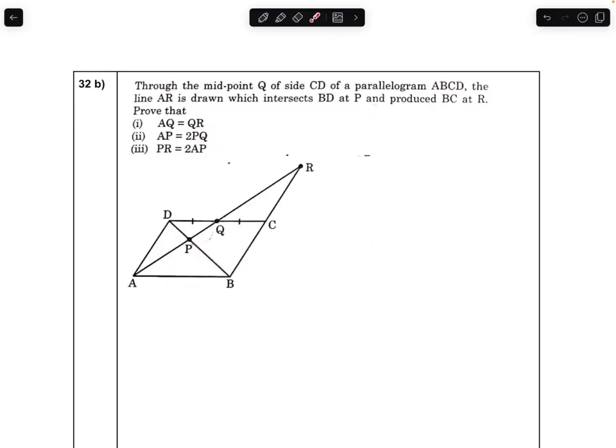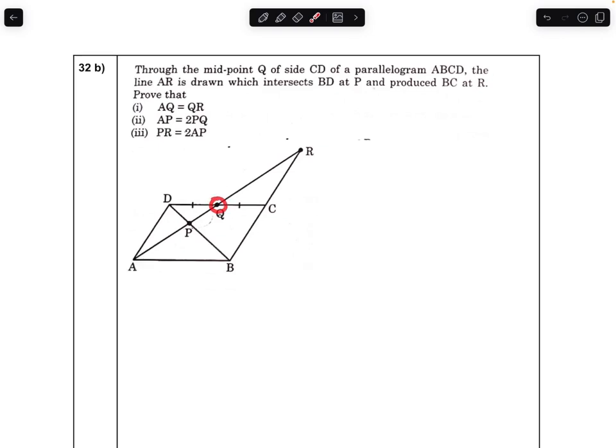The question 32B says, through the midpoint Q of side CD of a parallelogram ABCD, the line AR is drawn which intersects BD at P and produced BC at R. Prove that. Q is the midpoint of the side CD. AR is a line segment drawn through this point Q. AR intersects BD at point P. BC is produced to R, which meets AR at R.